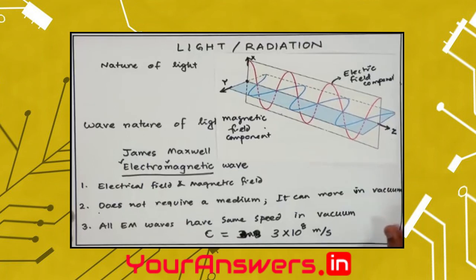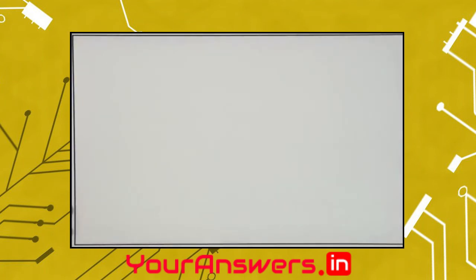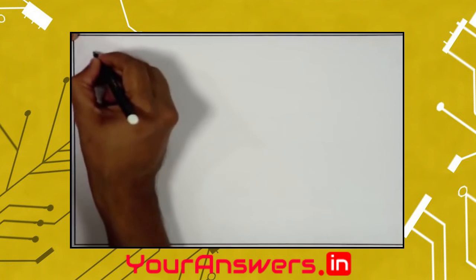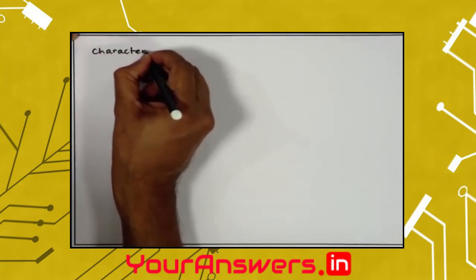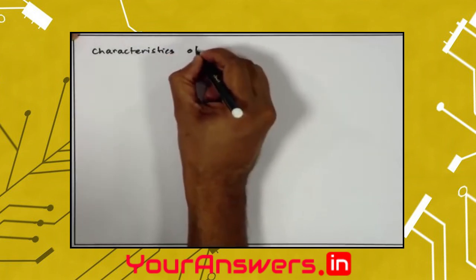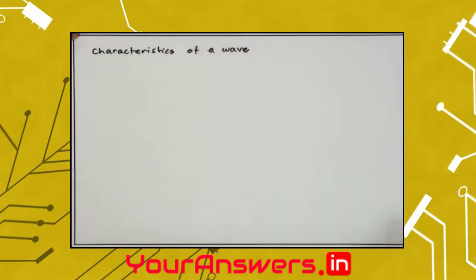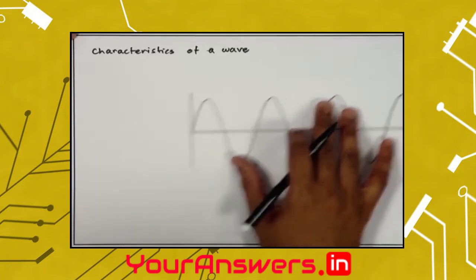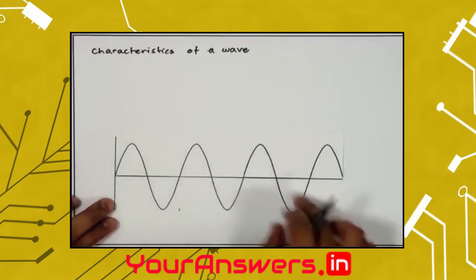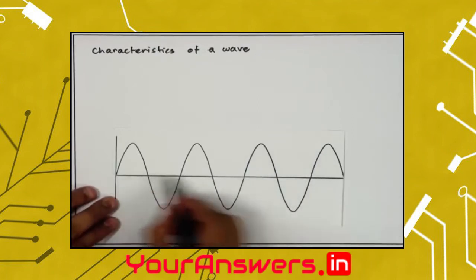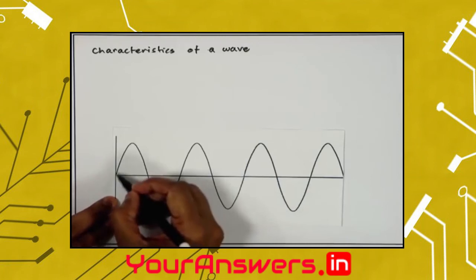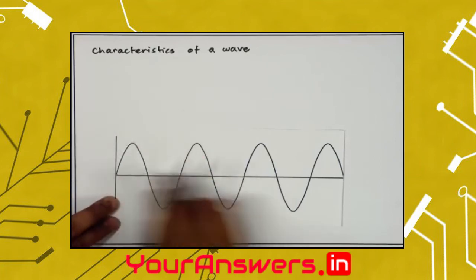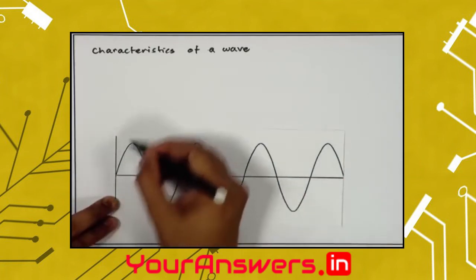Next we will discuss some properties or characteristics of a wave, because we are discussing light as a wave. So we will spend some time on the characteristics of a wave. I will show you one example of a wave. Here you see a wave where this is the normal position. So you have created some disturbance, that is why the system is now getting displaced. Whenever it is going away from this normal position, which is this horizontal line, that is called a displacement.